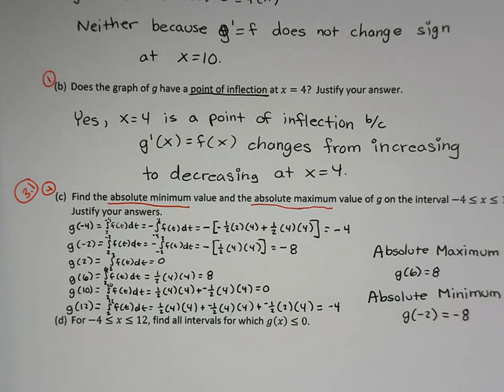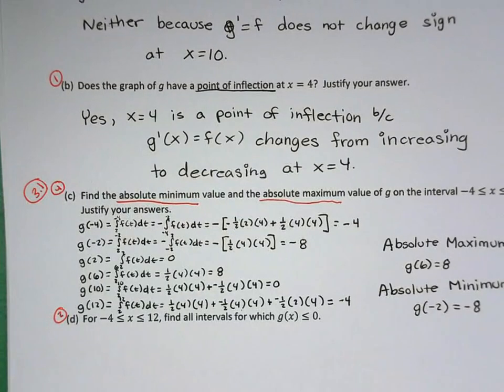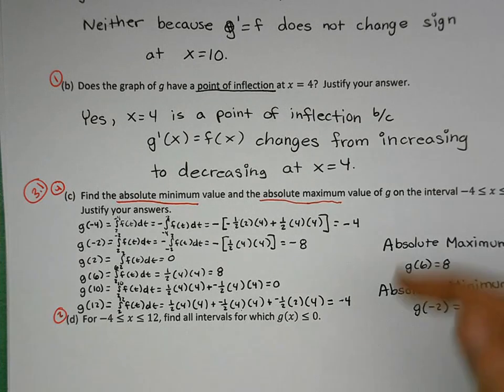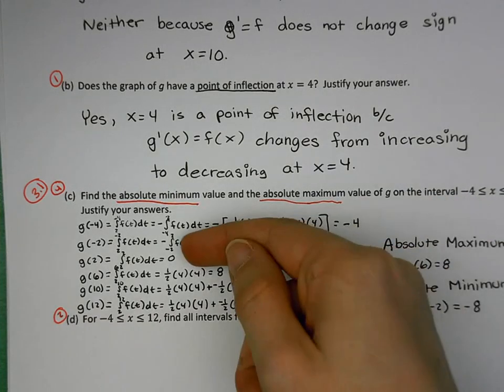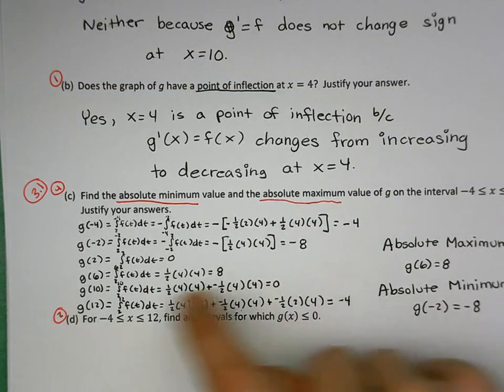Part D is worth our last 2 points. Part D says, for -4 to 12, find all the intervals where my g of x here, and we've just found a bunch of those, is less than or equal to 0. Where is it less than or equal to 0? And so again, you've found all of those values, because as you were working through this, you found where g equals 0. G equals 0 at 10 and at 2.